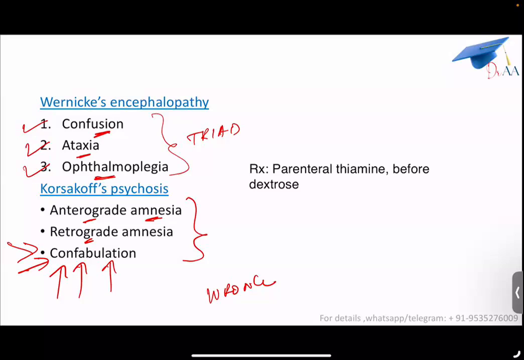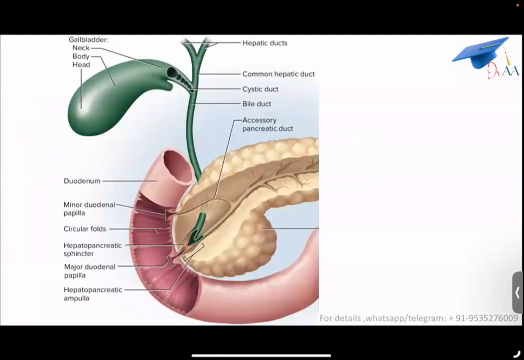Treatment for both remains parenteral thiamine, which you will give before giving any glucose, because glucose will worsen the condition. So in any alcoholic patient, if you're planning to give fluids, always give thiamine before you give dextrose. That's why normal saline is preferred for resuscitation. Once you're resuscitating, always give thiamine along with it. After that, if they're hypoglycemic, you can give dextrose. Never give dextrose before giving thiamine in these individuals.